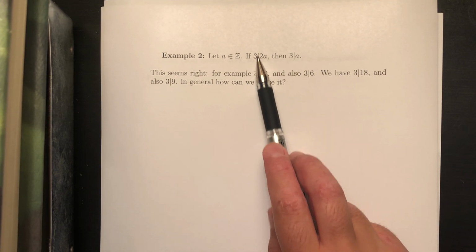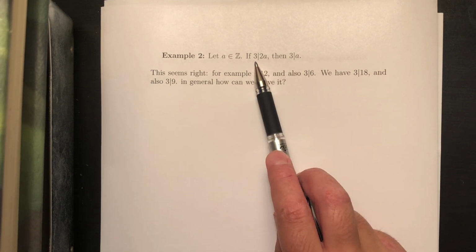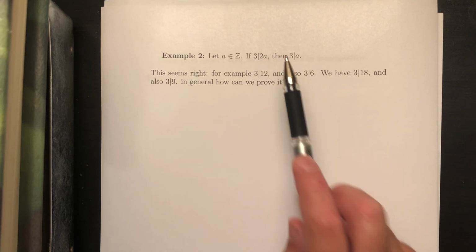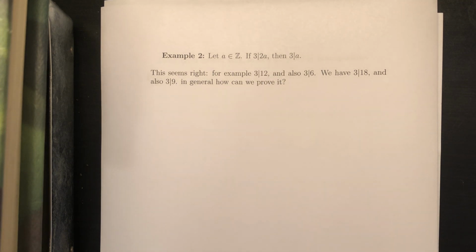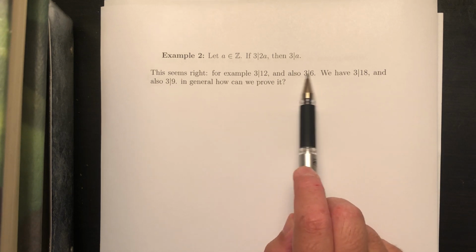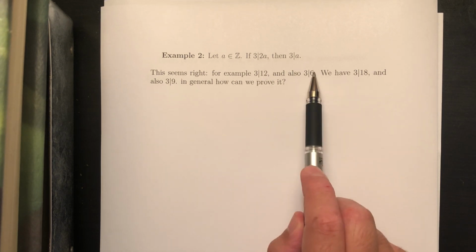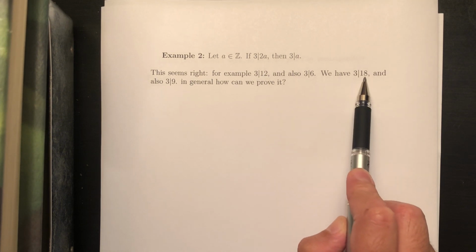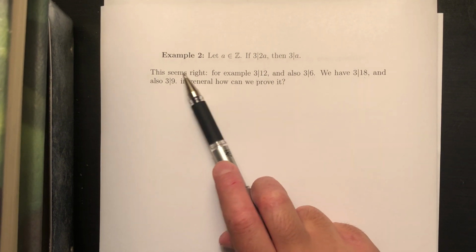Remember what this divides symbol means. This is essentially saying if 2 times a is a multiple of 3, then a itself is also a multiple of 3. And this seems to be correct, right? 3 divides 12, and also 3 divides 6. So in this case, a is equal to 6, 2a would be 12. We also have that 3 divides 18, and also 3 divides 9. So a would be 9, 2a would be 18. But how do we know that this is true in general?